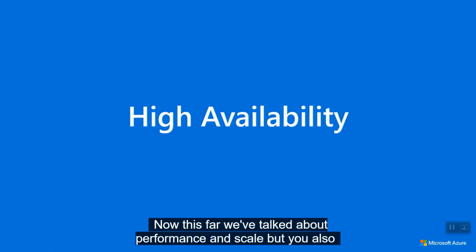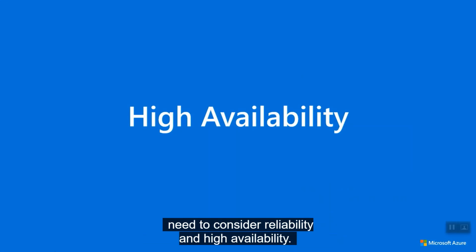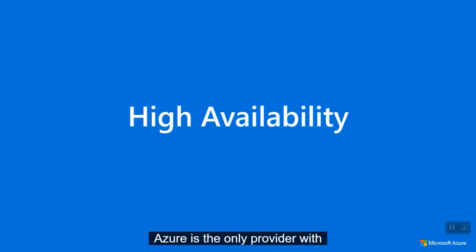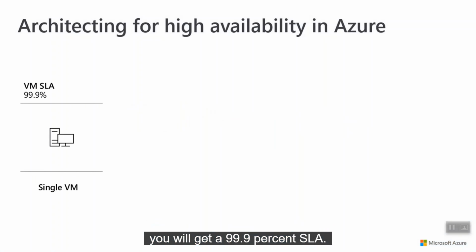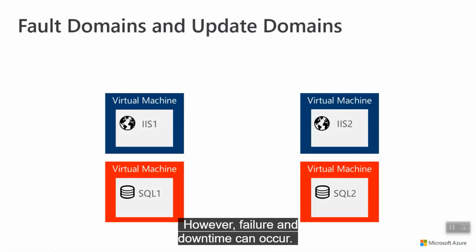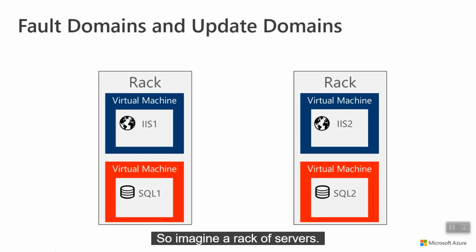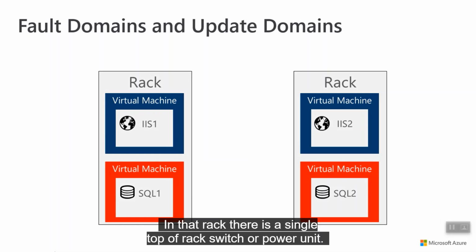Now, thus far, we've talked about performance and scale, but we also need to consider reliability and high availability. And Azure is the only provider with single VM service level agreements. If you are running your workloads on a single virtual machine, you will get a 99.9% SLA. However, failure and downtime can occur. Hardware fails, bugs in software exist, and in the lowest levels of Azure, there's a concept of fault domains and update domains. You can think of a fault domain like a single point of failure. So imagine a rack of servers. In that rack, there's a single top of the rack switch or power unit. If those fail, the rack will have downtime.